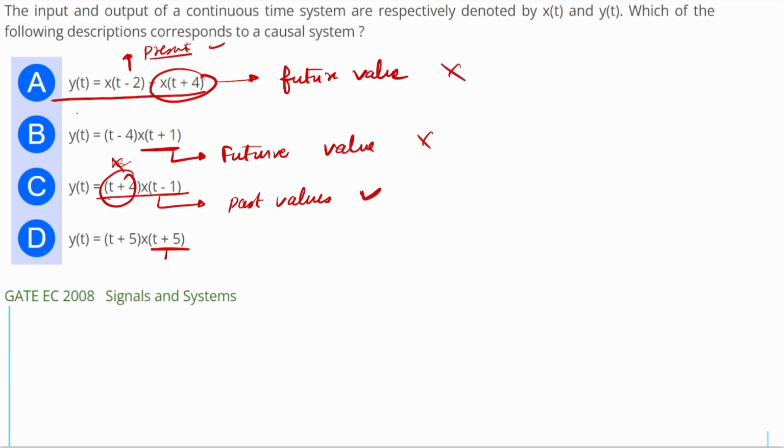Here again, this is future values. It was a very easy question. So it is a non-causal system. So option C will be the correct option. Option C only depends on the past values, so it is a causal system. All the other three are non-causal systems.